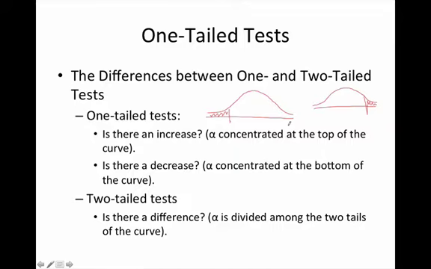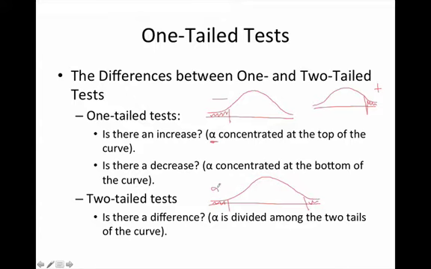One-tailed tests whether or not there's an increase or a decrease compared to some standard. So this could be applied to any of the techniques that we've learned about in our testing of mean differences. The whole idea is that alpha, or our significance level, is concentrated either at the top of the distribution in the case that I'm looking for an increase, or at the bottom of the distribution in the case that I'm looking for a decrease. Whereas two-tailed test, as we went over before, divides alpha evenly among these two areas.